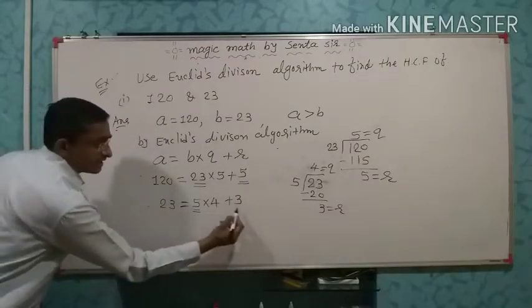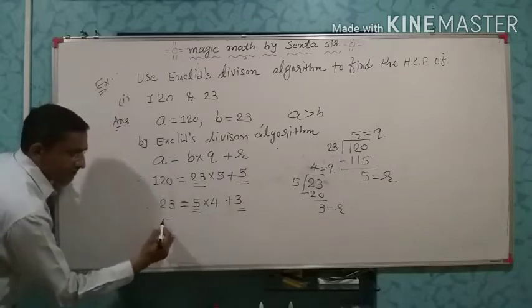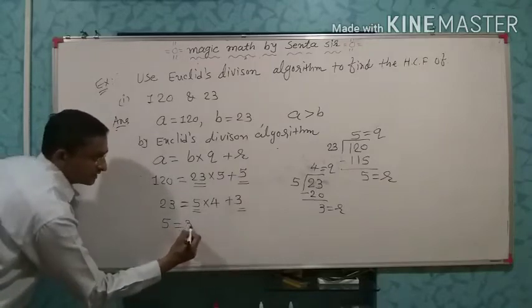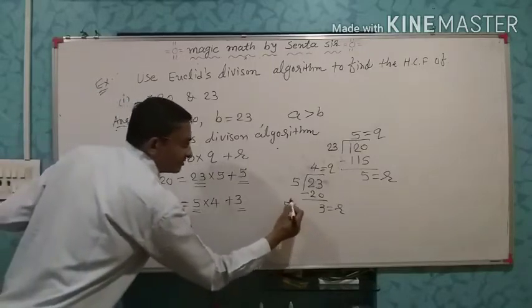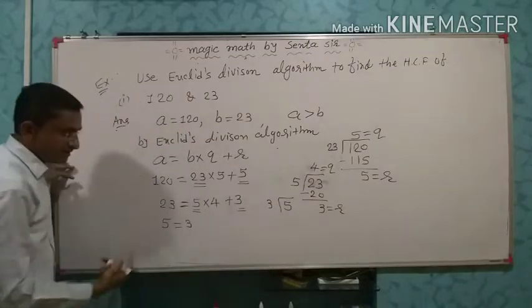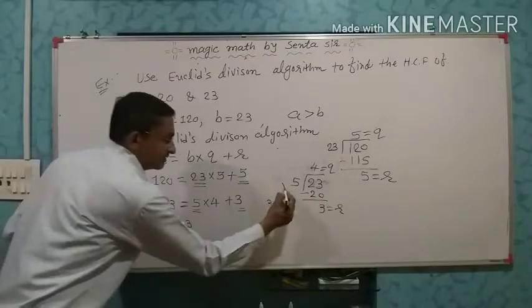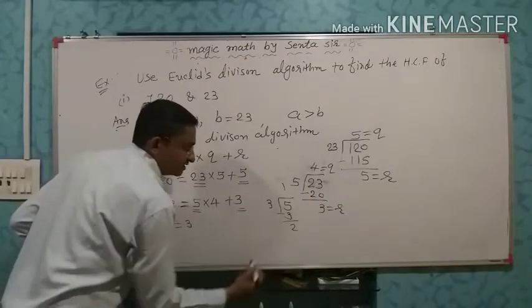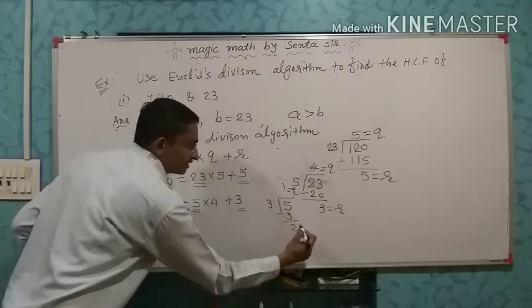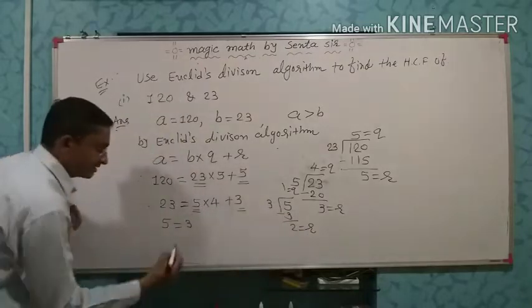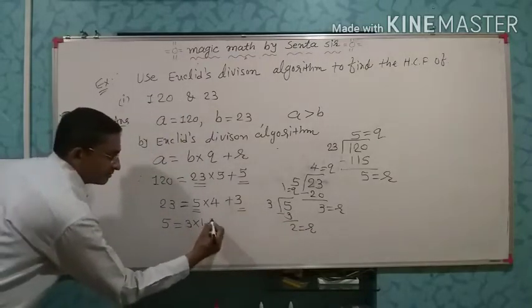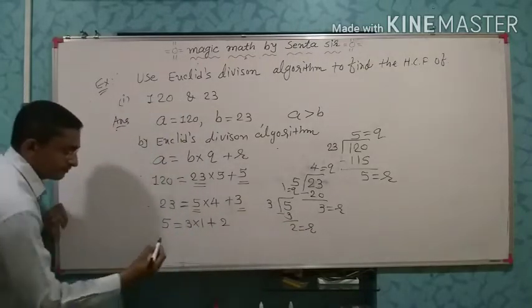Now we take second and fourth number in next step. 5 is equal to 3. 5 divided by 3. We divide these two numbers. 3 ones are 3, 5 minus 3 is 2. 1 is quotient and 2 is remainder. 3 ones are 3 plus 2 remainder.